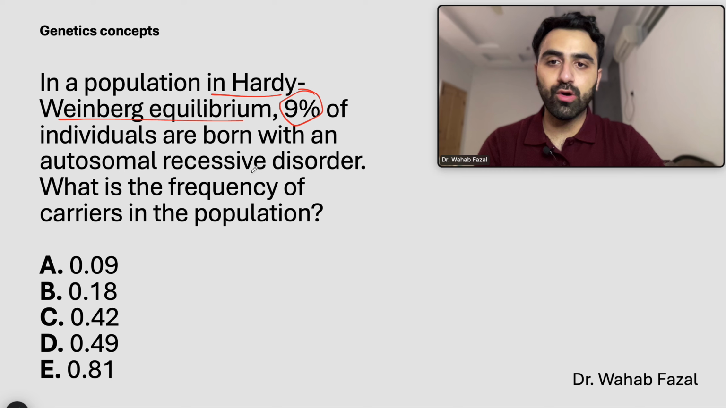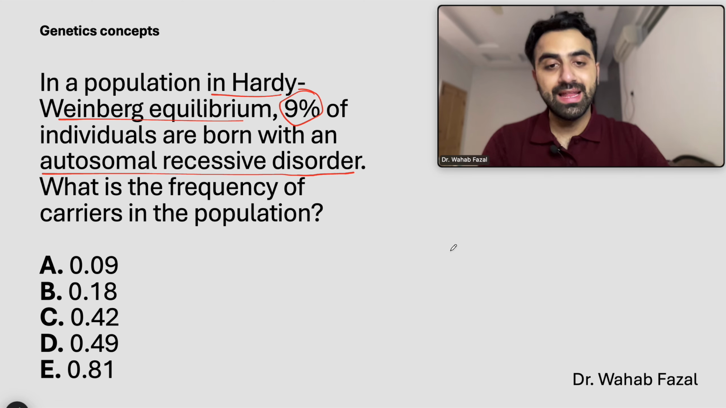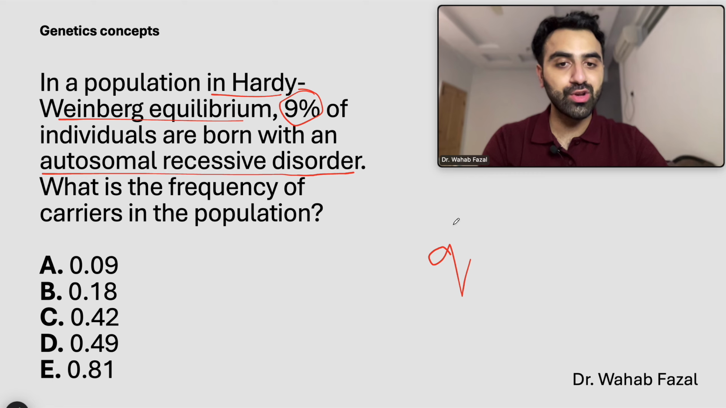And 9% of the individuals are born with the autosomal recessive disorder. What was our frequency of people having autosomal recessive disorder? That just means people who are homozygous for q, that is q square. So q square in this case is turning out to be 9% or 0.09, right? 9% or 0.09 is the same thing.